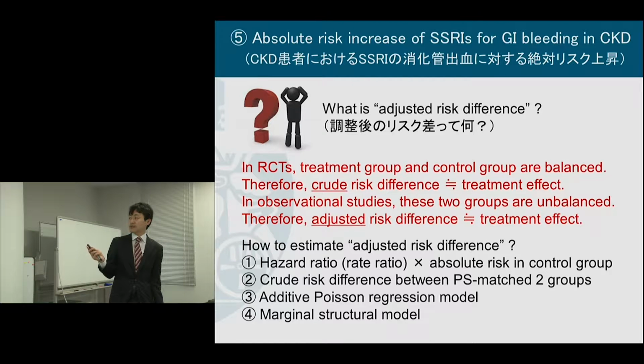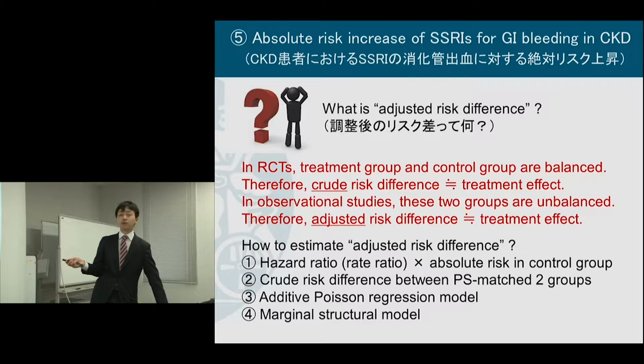And the first is probably the easiest one: hazard ratio or rate ratio multiplied by absolute risk in the control group. But this may be a bit different from the true effect, with bias because of the proportional hazard assumption. This is a kind of rough estimate, so the statistician didn't recommend that I use this method. And the second option may be the crude risk difference between propensity score matched two groups.